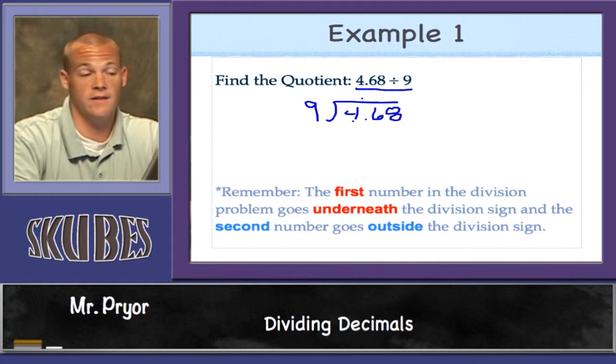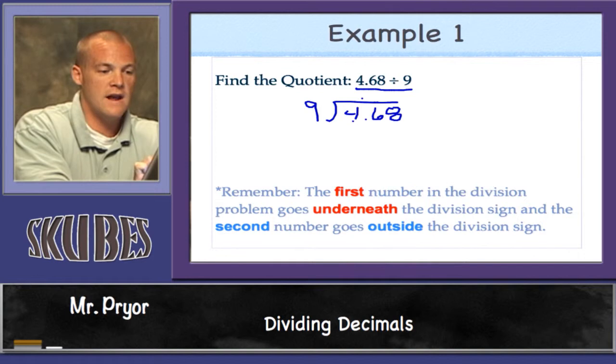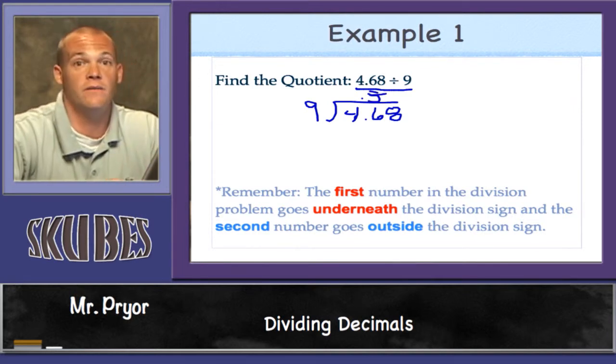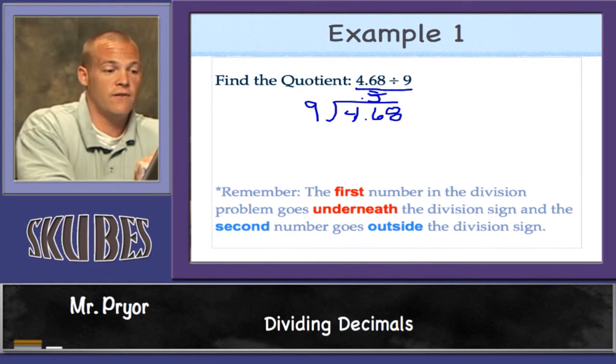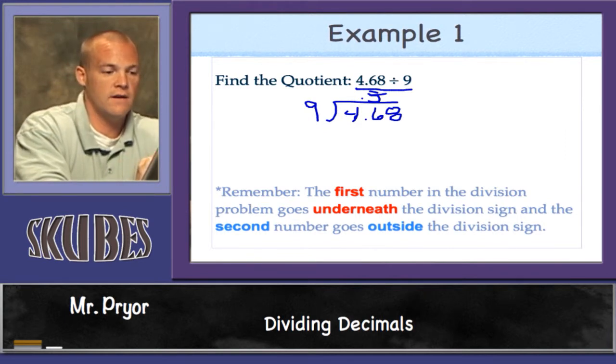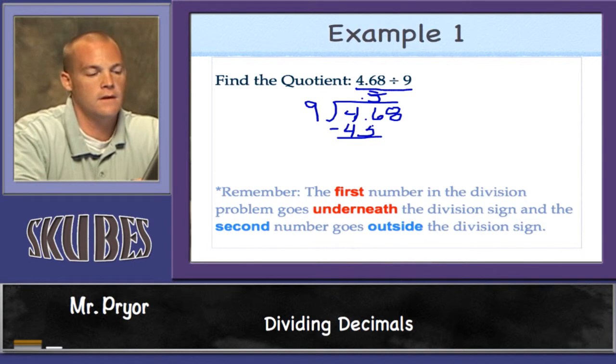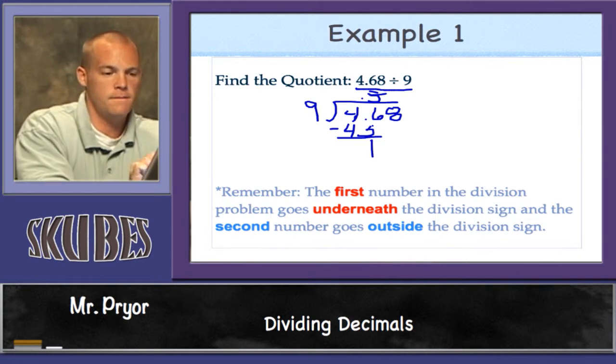9 can go into 46. It can go in 5 times. Now, since when we're dividing here, that second digit is what we're using, you will put the 5 above that number. So 9 into 46, the 5 will go above the 6 because that is the last number that was a part of what we divided into. So 5 times 9 now gives us 45. And we subtract 46 minus 45. That's going to give us a remainder of 1.